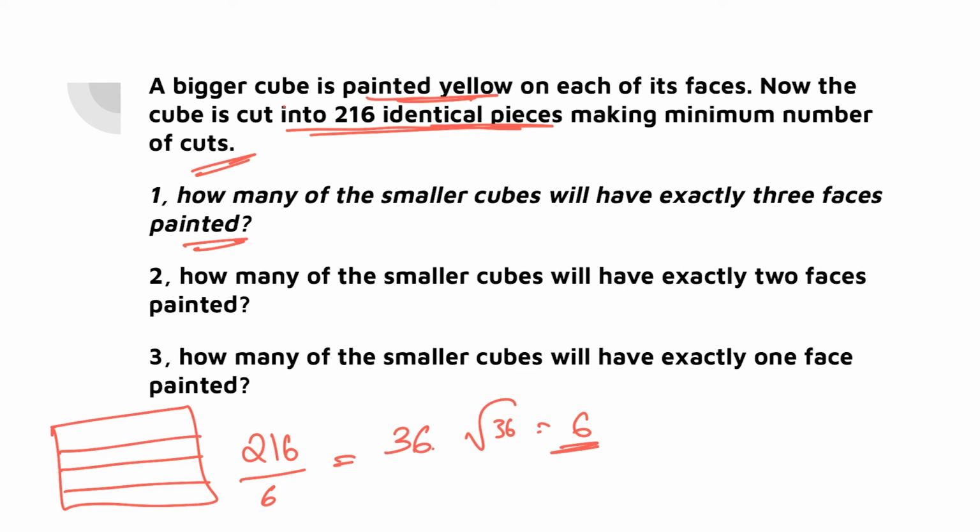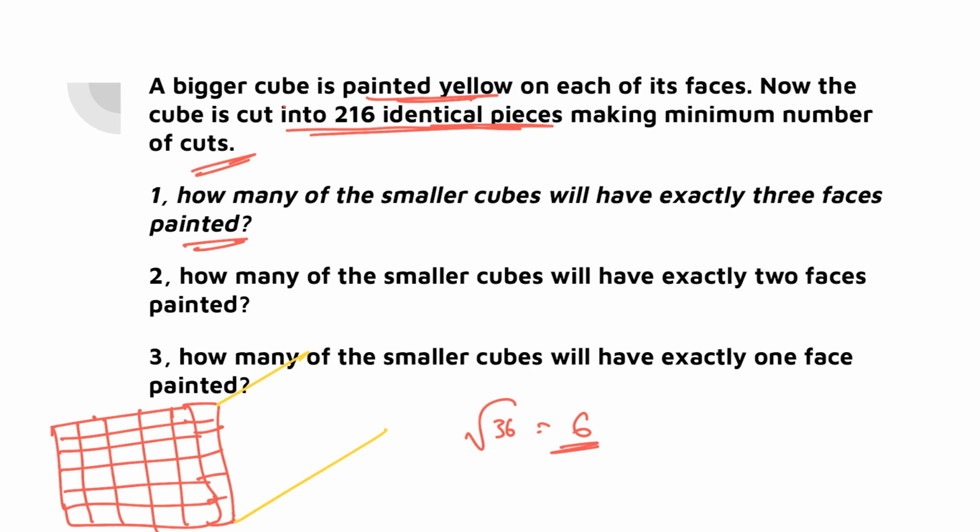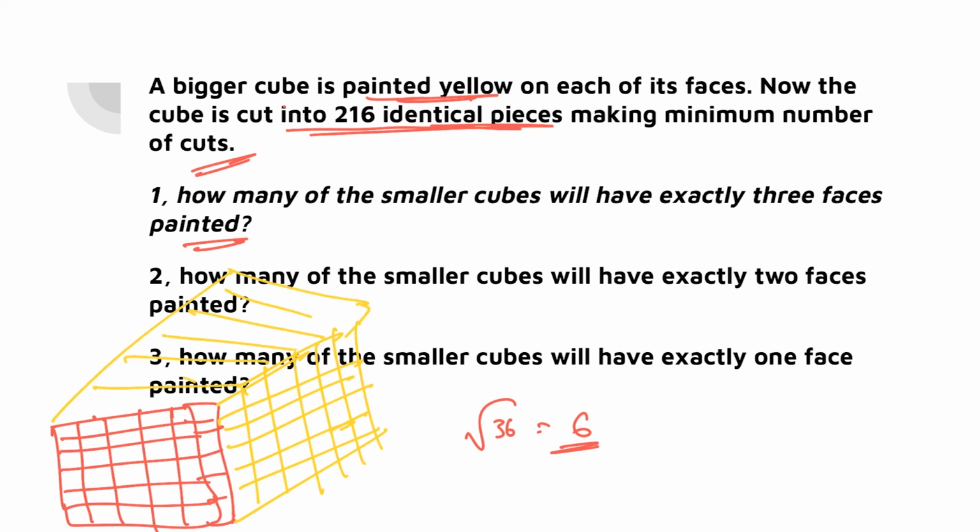So there are 6 pieces in each line. 1, 2, 3, 4, horizontally as well as vertically. So this is the front part. This is only one face I am showing you. How many of the smaller cubes will have exactly 3 faces painted? So the similar face will also be at the back. 3, 4, 5 and 6. 2, 3, 4, 5 and 6. And also at the top. 2, 3, 4, 5 and 6.